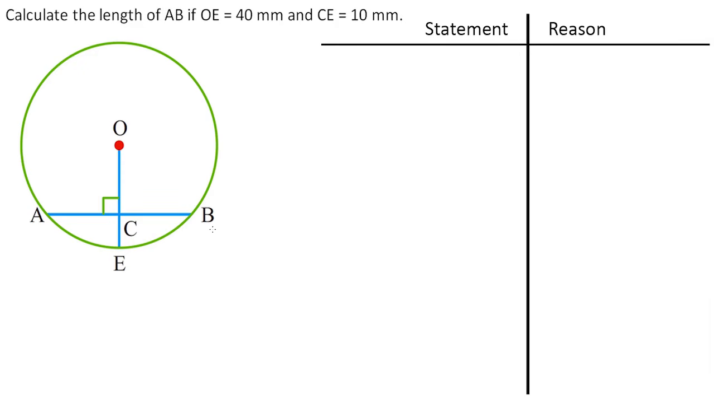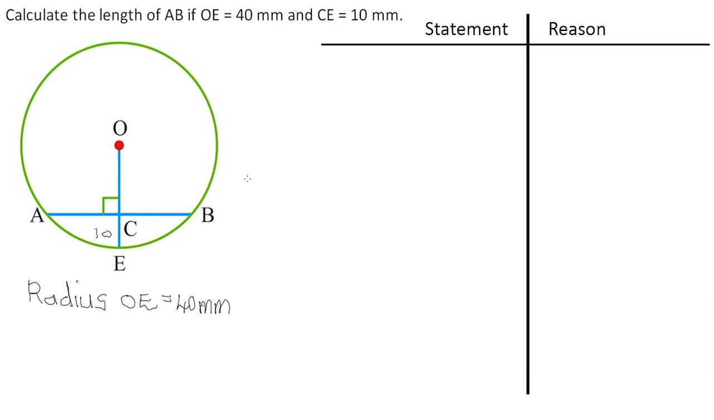If we look at this diagram, you will agree with me that OE is a radius because it is the line from the center to the circumference of the circle. Therefore, I can make a note here stating that the radius OE is equal to 40 millimeters. Then CE, that small portion there, I can indicate there 10 millimeters.